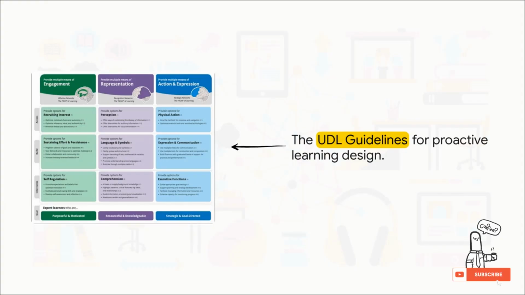Take a look at this map from the CAST UDL Guidelines. It really brilliantly illustrates the pathways to our goal by focusing on engagement, representation, and action and expression. Basically, the why, the what, and the how of learning. Now notice how the columns move vertically here. They go from simply providing access at the top to building skills in the middle to ultimately helping students internalize these behaviors. That bottom row? That is exactly where the magic happens. That's where we see purposeful, resourceful, and strategic goal-directed learners.